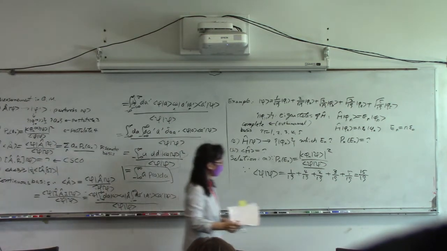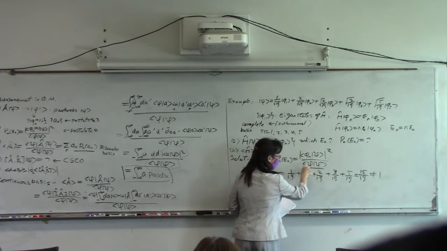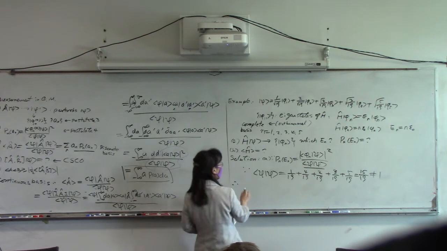So that is not normalized. This is not equal to 1. That means when we compute the probability, we have to include this term. Otherwise, your probability is not correct. So now, let's look.